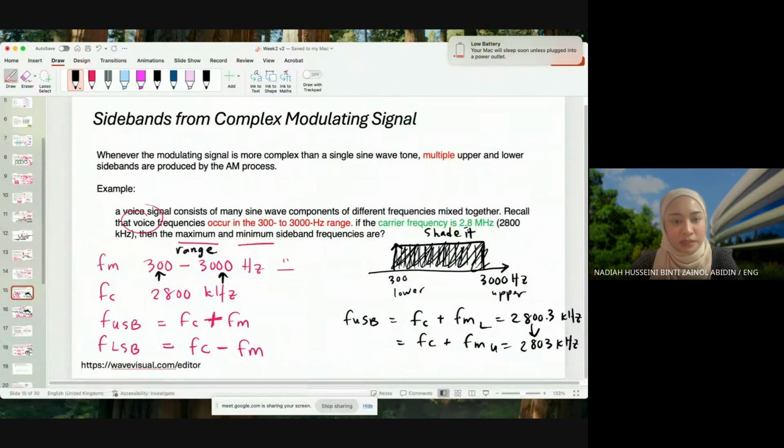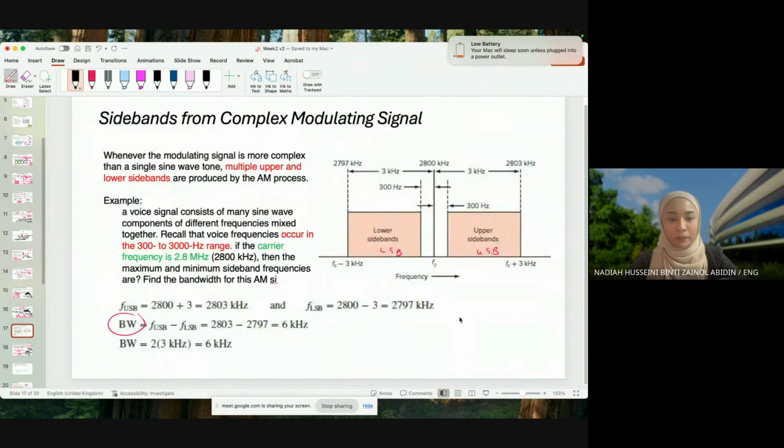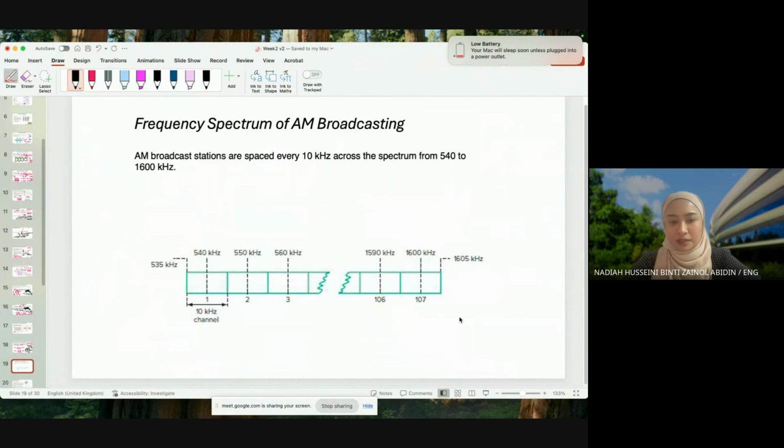Then we did a bunch of examples and we found out that FM can be a range. It's not just a single frequency. And what happens if it's a range? It's going to occupy the entire bandwidth. Okay, so that is it for today's class.